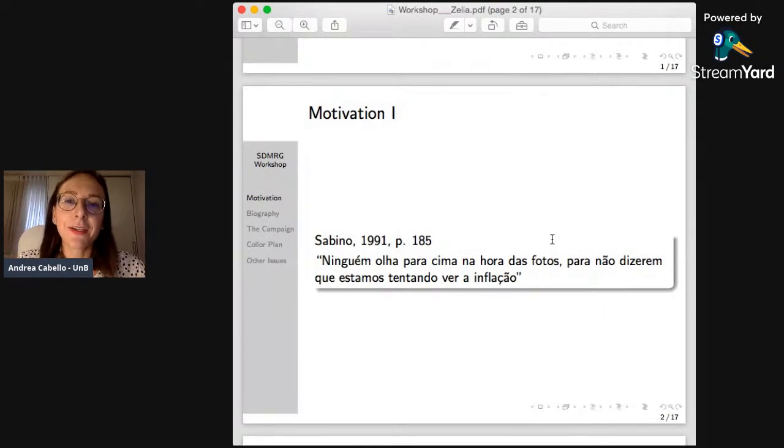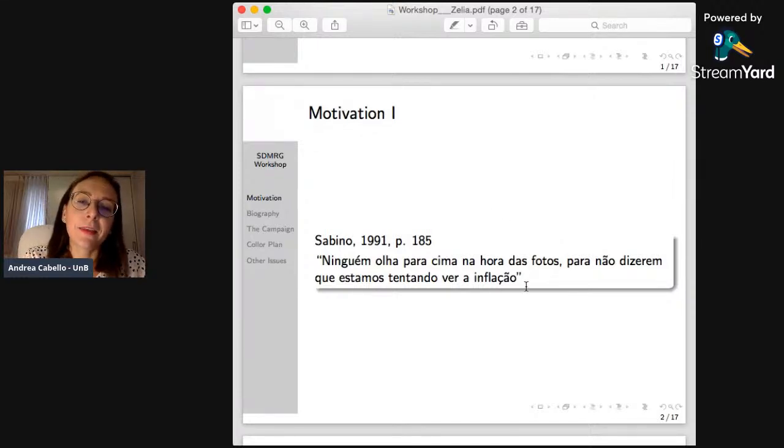And I would like to start my presentation with this sentence. It's taken from a book written by Fernando Sabino, one of the great literature writers in Brazil, and he wrote a book about her, which is kind of not typical, but it adds a little bit of, I would say, poetry to her life itself.